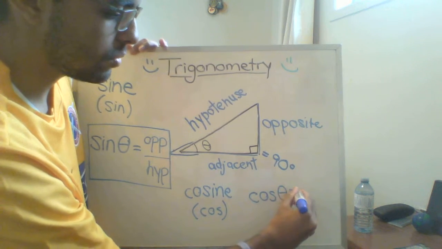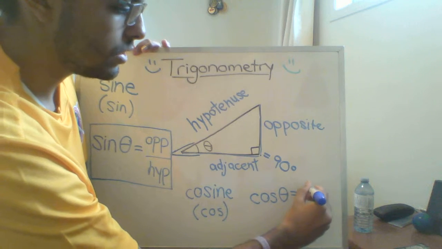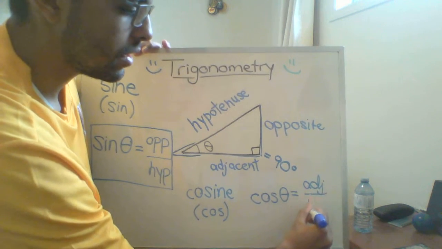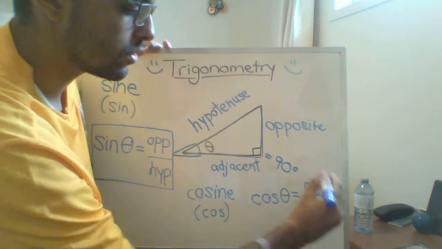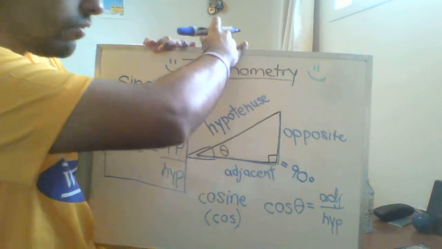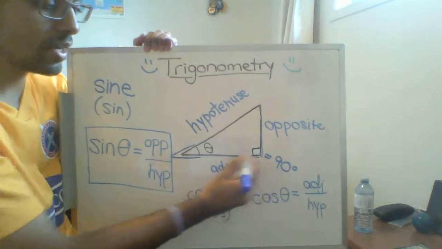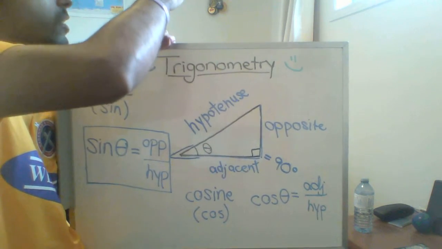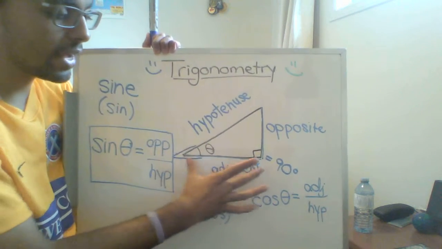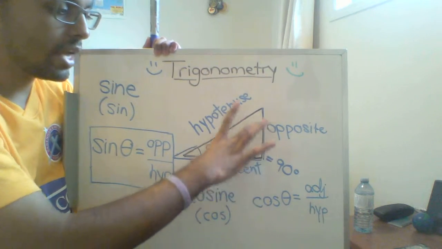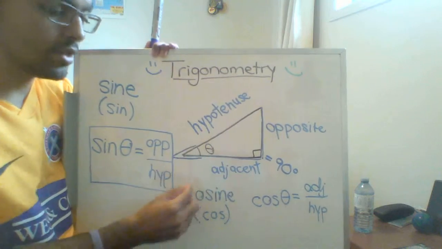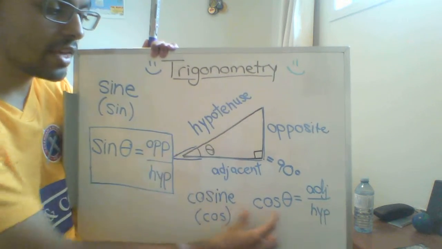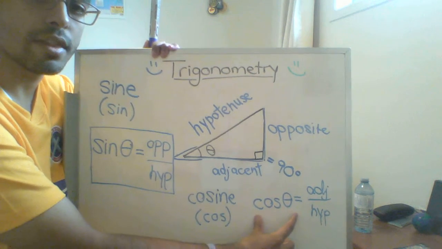is the ratio between the adjacent side and the hypotenuse. So it's the ratio of the lengths of the adjacent side of the triangle, so this one, and the hypotenuse. Alright? So basically, if you know the length of the adjacent side and you know the length of the hypotenuse, you take this length, divide it by this length, and that gives you the value cosine theta.